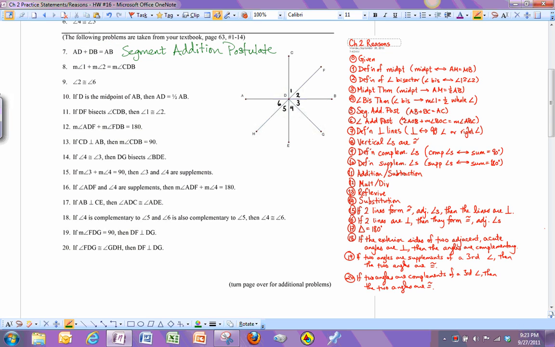Okay, number 8 says angle 1 plus angle 2. If you add those two together, you get this whole angle. Well, that's a lot like 7, which says take two segments next to each other, add them together, you get the big one. It says take two angles, add them together, and get the big one. So that one is the angle addition postulate.